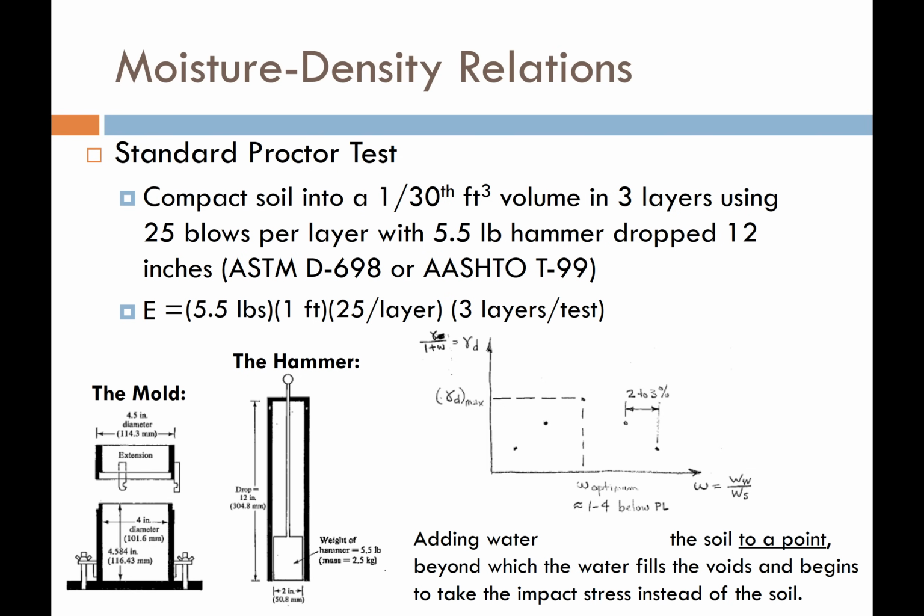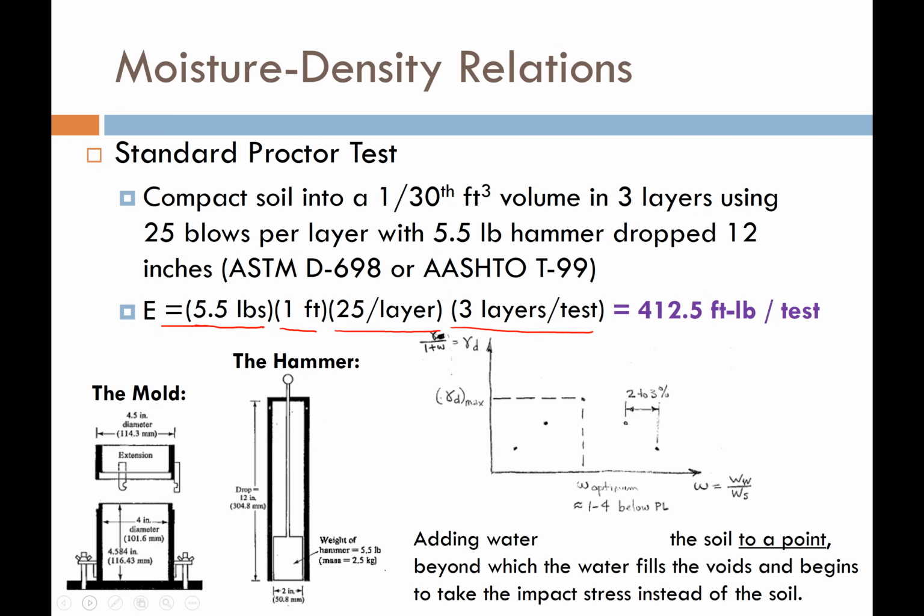So here's what makes the Proctor test work. It's all based off a constant amount of energy. This is why it's important that we do the same number of hammer blows and that we drop the hammer the same distance for every single test. Now we can compute the amount of energy that goes into a standard Proctor test. It's our 5.5 pound hammer dropped 12 inches or 1 foot 25 times per layer, and there are 3 layers per test. So what this leads us to is almost 413 foot-pounds of energy applied to the soil per Proctor test.